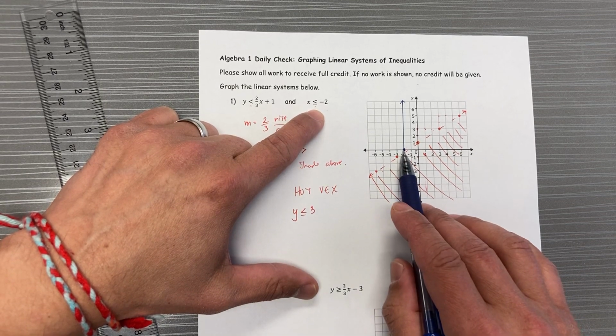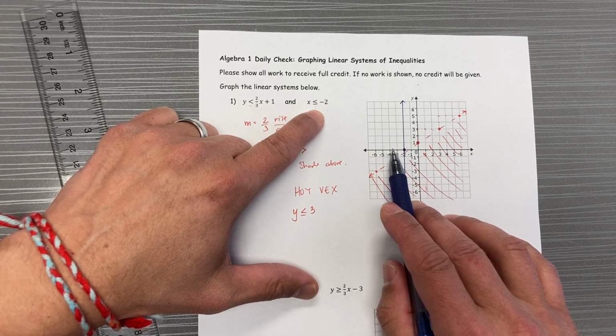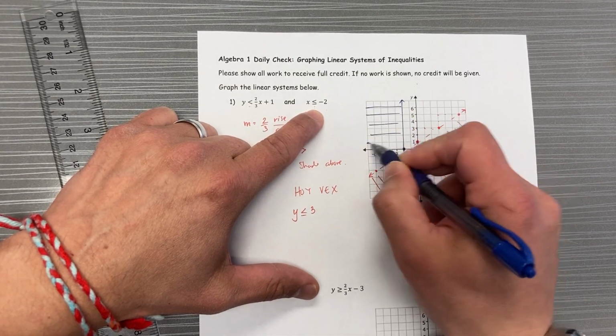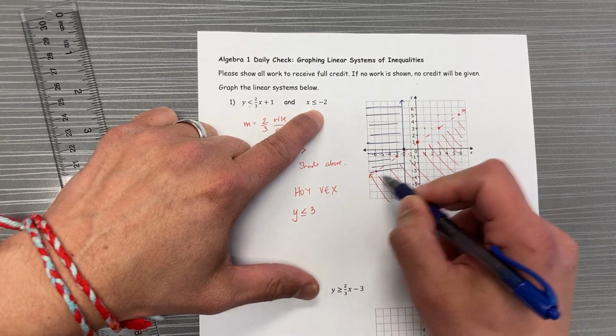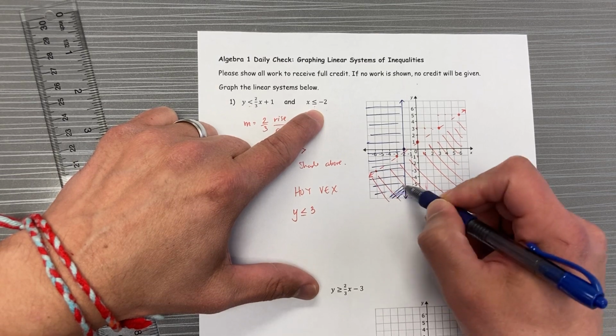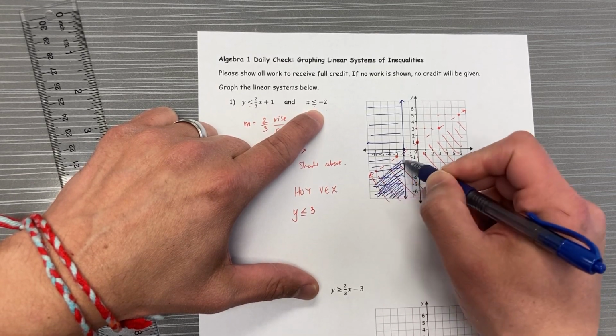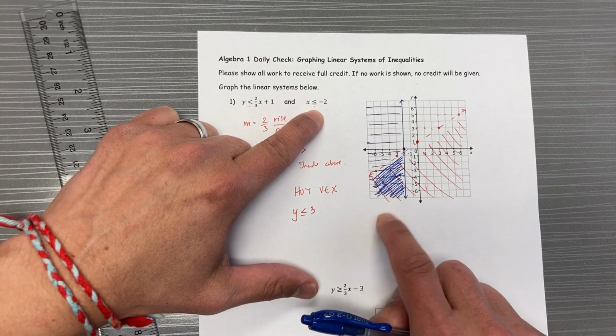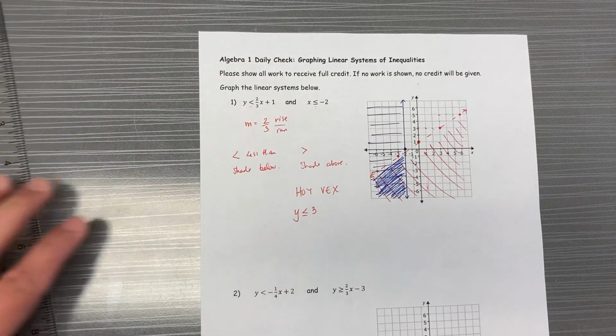And then what x value is less than -2? Here's -2. Less than -2 is -3, -4, -5. So everything to the left. And you notice that the part that overlaps is this corner over here, this part right in here. And this is the area of solution. Okay, so that's the first one.